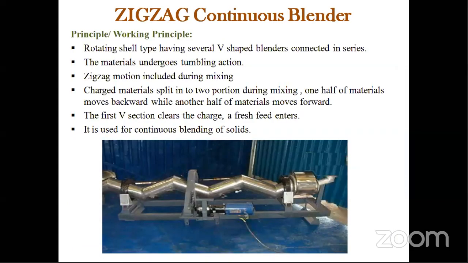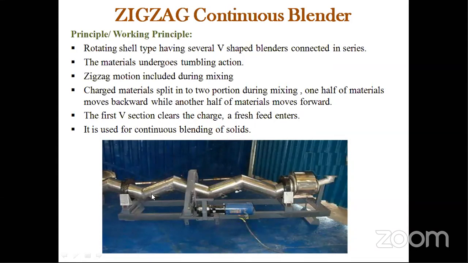Next comes the zigzag continuous blender. Why is it called zigzag? Because its shape is in a zigzag manner. In this process, there are no blades or baffles. It only rotates in clockwise and anti-clockwise directions. The V-shaped portions are where the actual mixing of the particles with each other takes place.